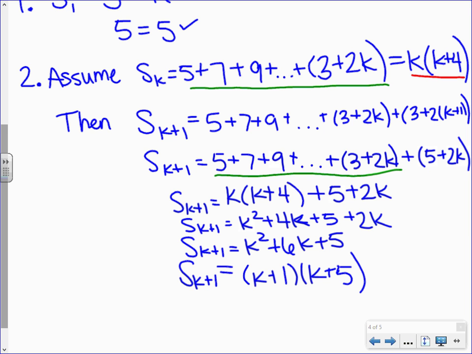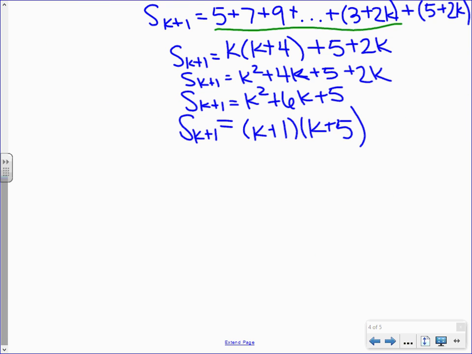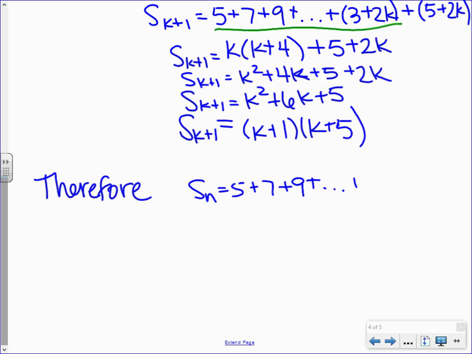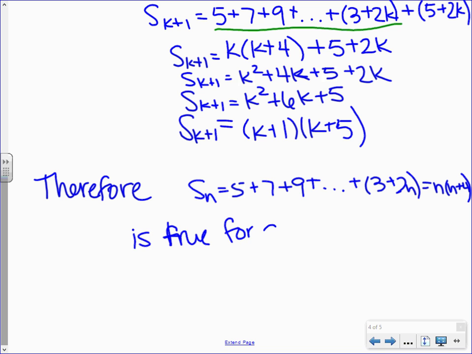Okay. All right. So then let's write our conclusion. So our formula, 5 plus 7 plus 9, all the way up to 3 plus 2n equals n times n plus 4 is true for all positive integers.